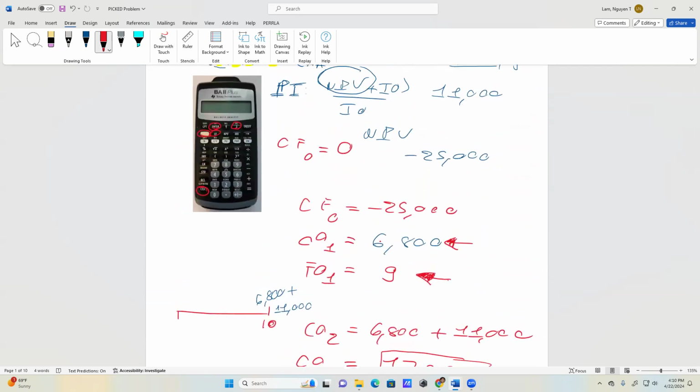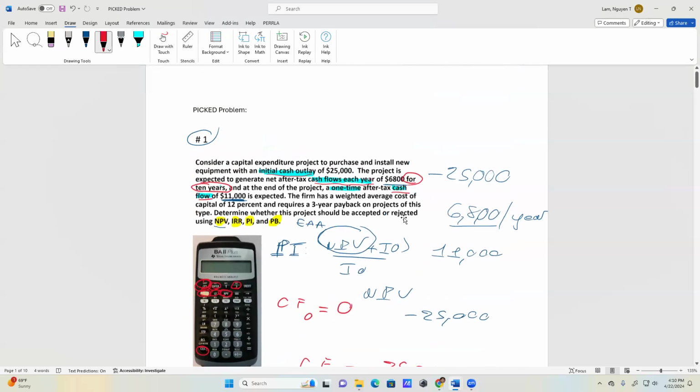CPT, which on the calculator is this key right here. Compute, hit NPV, which is this key right here. NPV. All right, it's going to ask you for the interest. What is the interest that's given? Right here, 12%. So you're going to put 12, hit enter, down arrow, and then NPV equals 0. That is what it outputs.